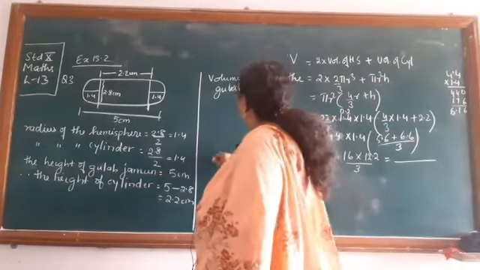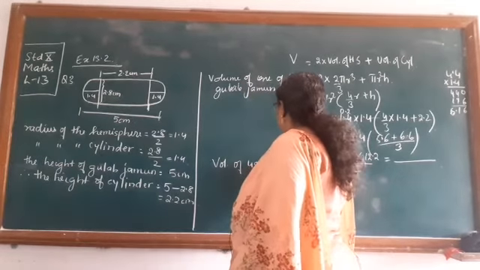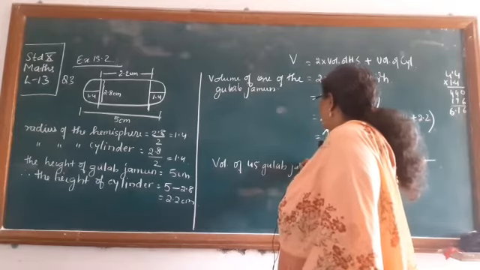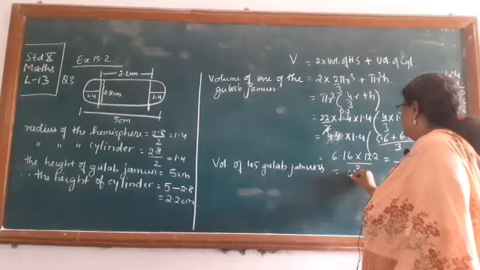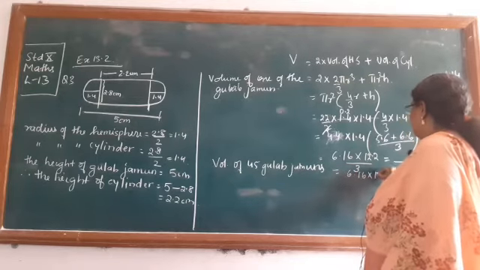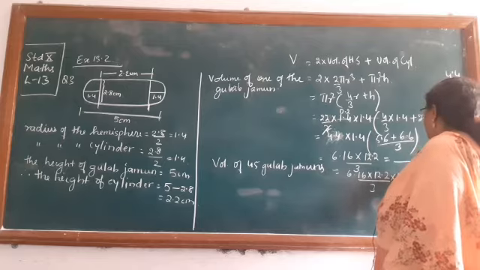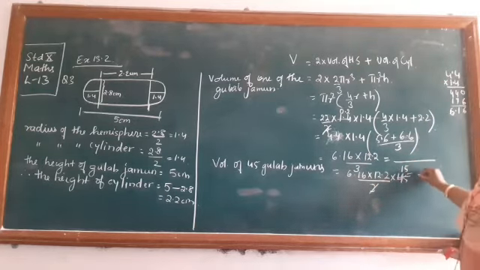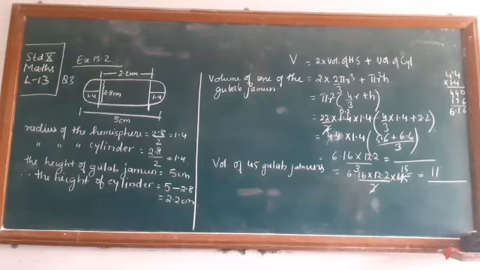And now the volume of 45 gulab jamuns. So that will become equal to 6.16 into 12.2 by 3 into 45. Okay, so 3 1s are 3, and 3 15s are 45. So together you will get the value as 1127.5, I think.